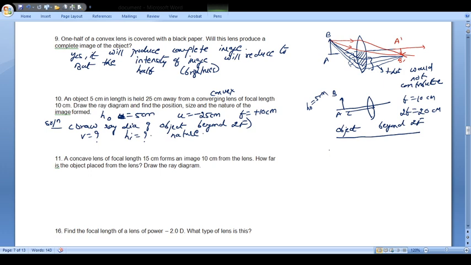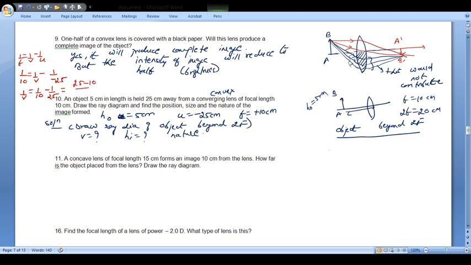So here what you're going to do is, here you're going to use the lens formula. So here let's see how we can use the lens formula. So you will have 1 upon f is equal to 1 upon v minus 1 upon u. 1 upon f कितना है, f is 10, so 1 upon 10 is equal to 1 upon v minus 1 upon u, u is minus 25. So 1 upon v is equal to 1 upon 10 minus 1 upon 25. So this will be 25 minus 10.